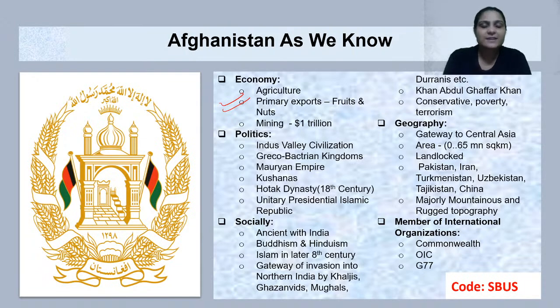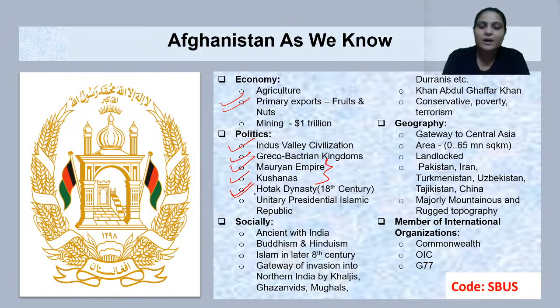So if we see Afghanistan's political history or normal history, starting from the Indus Valley civilization, we had the Greco-Bactrian kingdoms, then we had the Mauryan Empire, the Kushanas. So that was the last of the Hindu kingdoms. Then came the Hotak dynasty in the 18th century, which actually established Afghanistan as an independent state; the concept of Afghanistan first came into being with the Hotak dynasty.